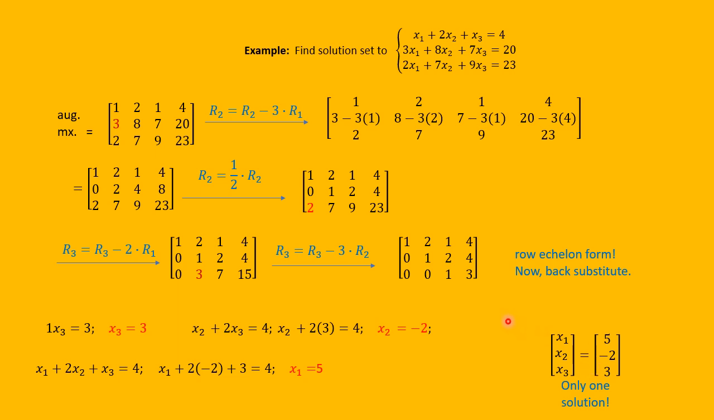We saw before that a system of linear equations can have no solutions, or exactly one solution, or an infinite number of solutions. In this case, we have exactly one solution.